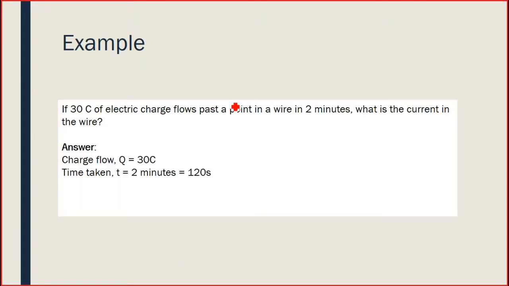So here is an example question. If 30 coulomb of electric charge flows past a point in a wire in 2 minutes, what is the current in the wire? You can try and do this one. This one is pretty easy. You want to find the current in the wire. This is the formula: I equals Q over time.